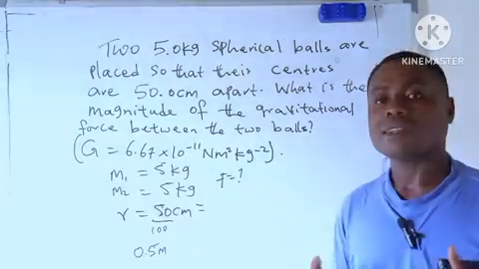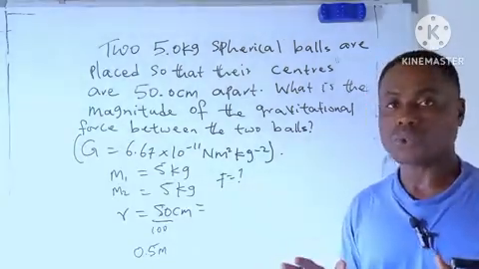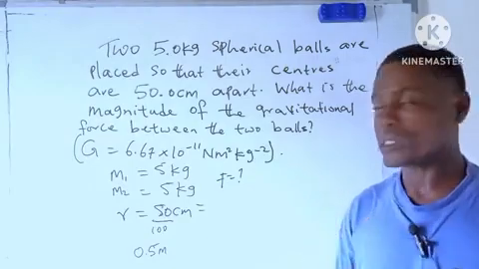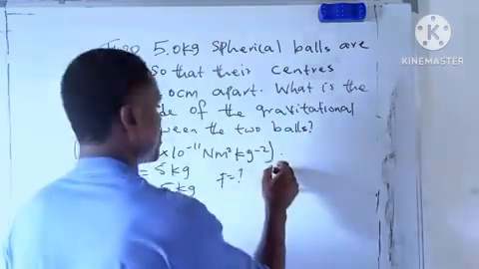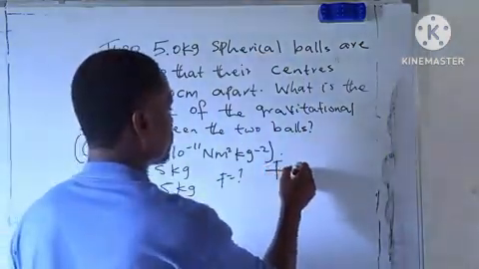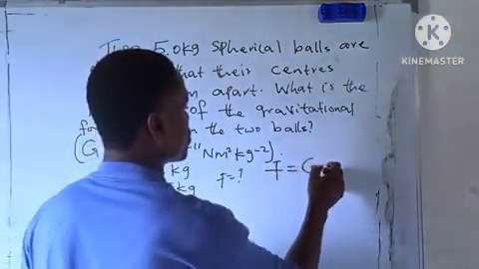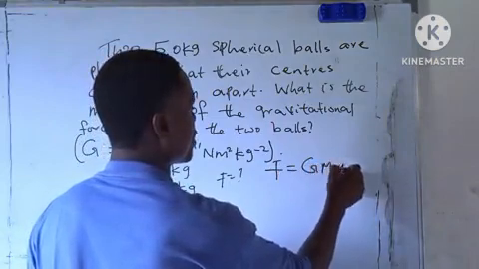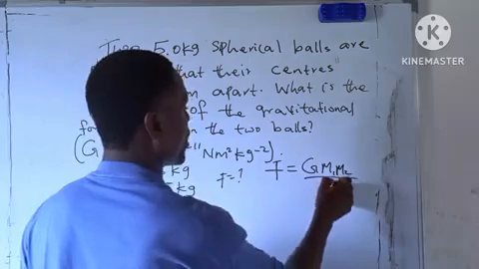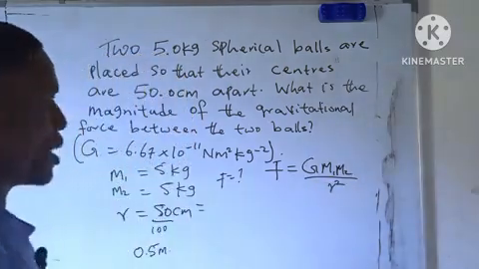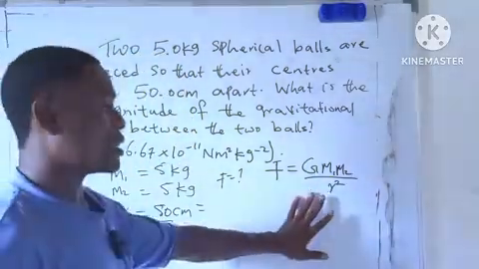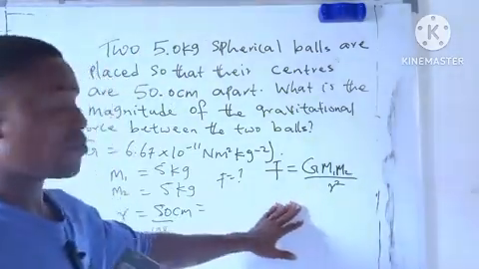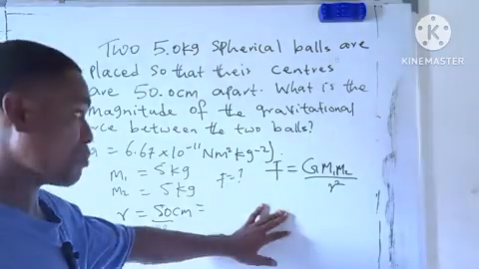Now the next question is, what formula are we going to use? The formula to use in the study of gravitational field is F equal to G m1 m2 all over r square. Please don't forget all these formulas. It's very important.